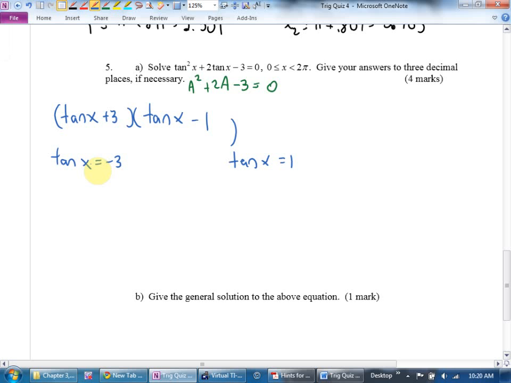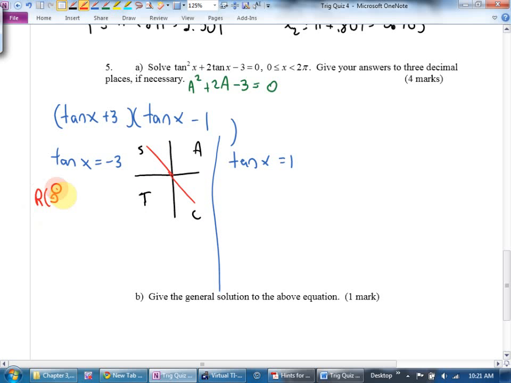Hey, did any of you cross this out? This one I can't. If it was sine or cosine, yeah. But tangent, ugly cousin, has a range of all reals. This is going to have a solution. Draw a line down the middle. C-A-S-T. Tangent is negative here and here. The reference angle. Now this is negative 3 over 1. I have a triangle with a root 3 and a 1, but not a 3.